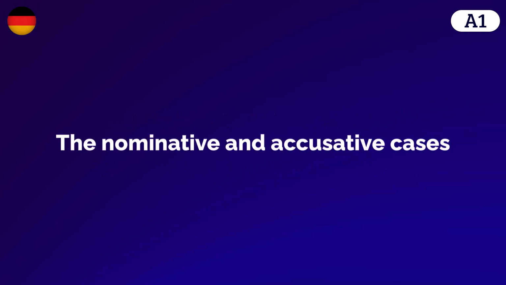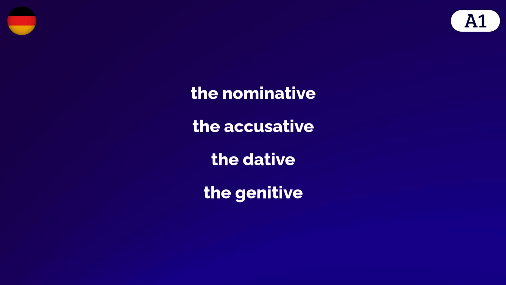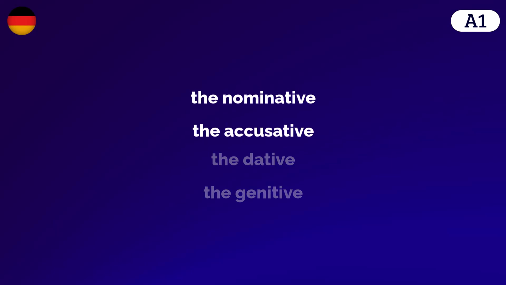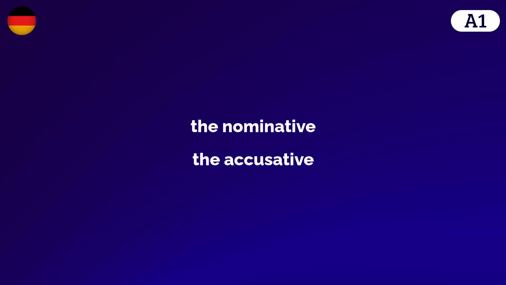Hallo, wie geht's? In this lesson, we will be looking at what the nominative and accusative cases are in German. Now, German has 4 cases. These are called the nominative, the accusative, the dative, and the genitive. And in this lesson, we'll focus on the nominative and accusative cases.